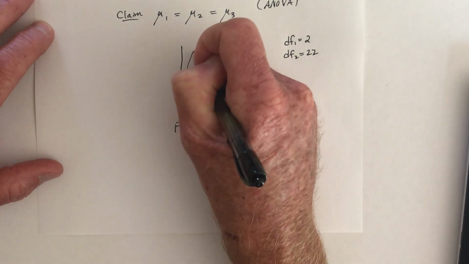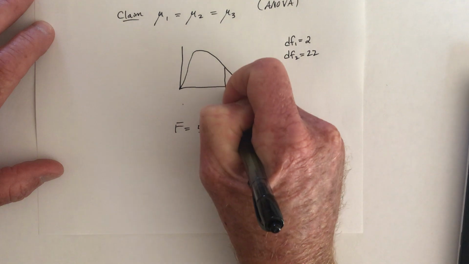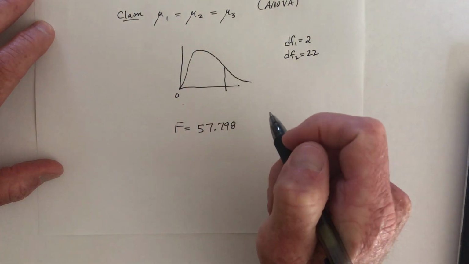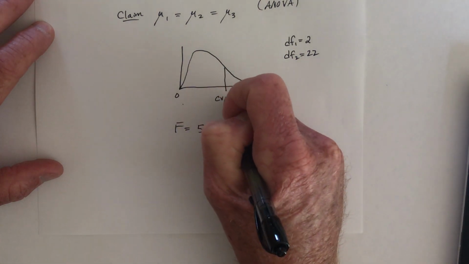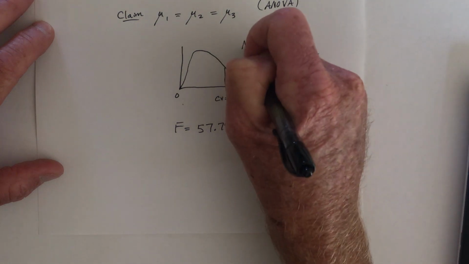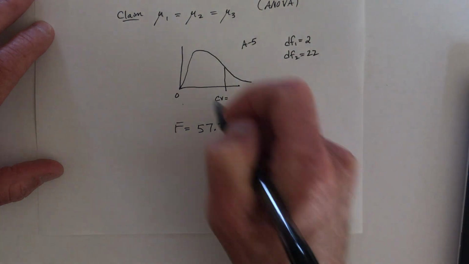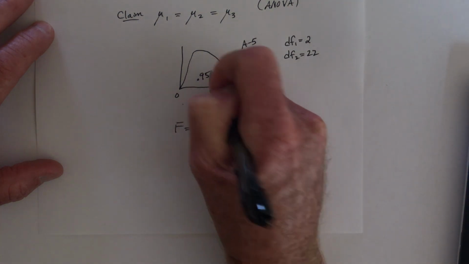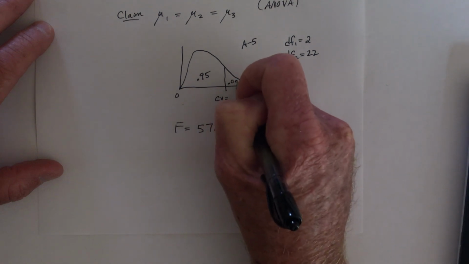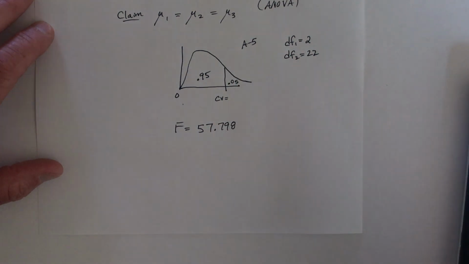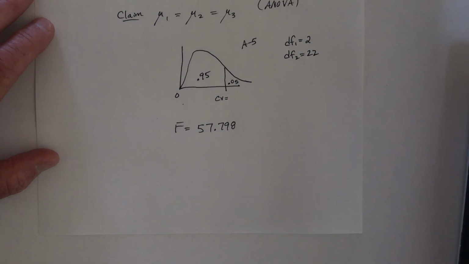And then the F distribution looks like the chi-square distribution. It starts at 0. And then the critical value, I'll look up in just a moment. That's table A5. And this is going to be 95% confidence, so this is 0.05. And now for table A5.